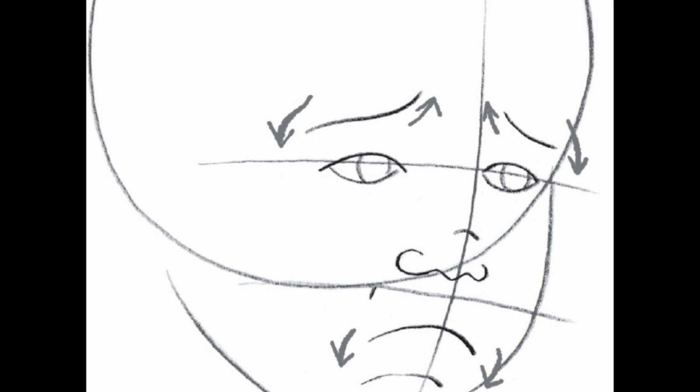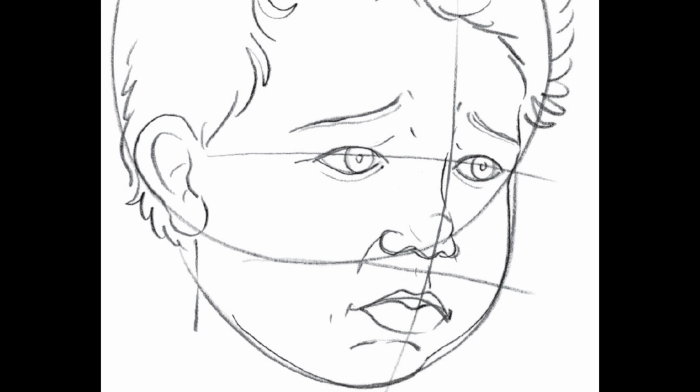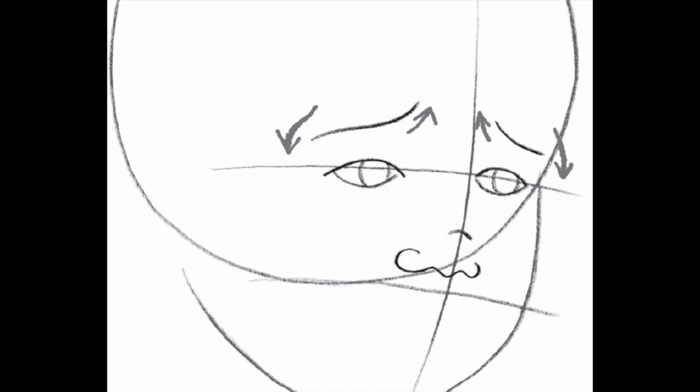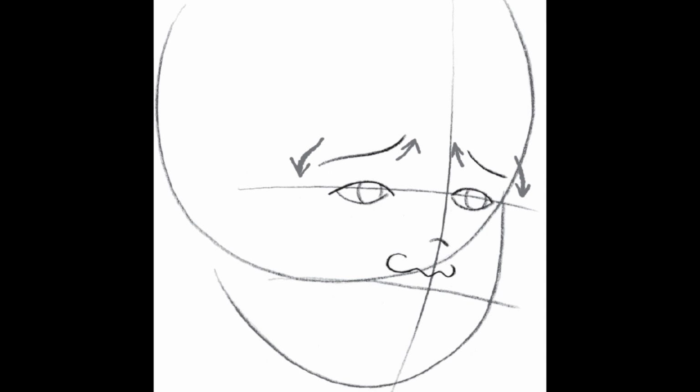Sadness. The features of a sad face droop downward. The outer ends of the eyebrows go down, and the inner eyebrows go up, making the center of the forehead wrinkle and lift.